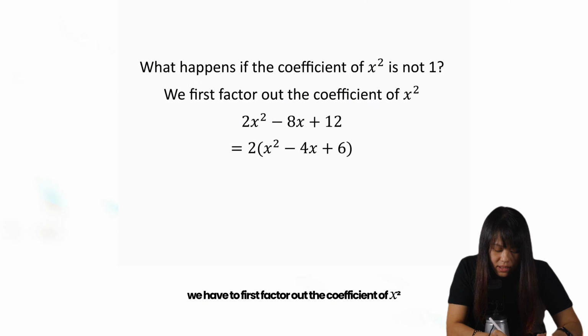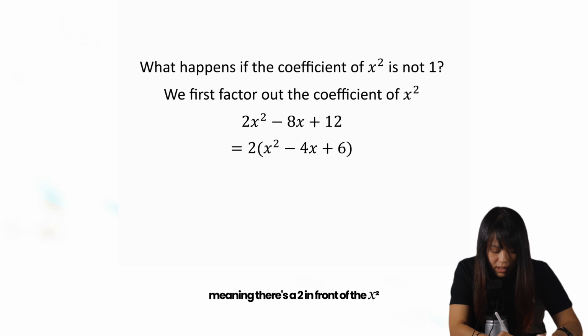Now what happens if the coefficient of x² is not 1? We have to first factor out the coefficient of x², meaning there's a 2 in front of the x². We will need to factorize it out, and we'll get 2(x² − 4x + 6), and we'll do what we did just now.